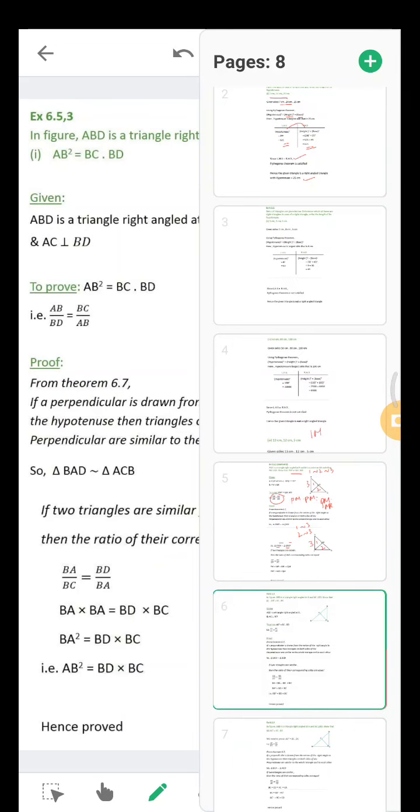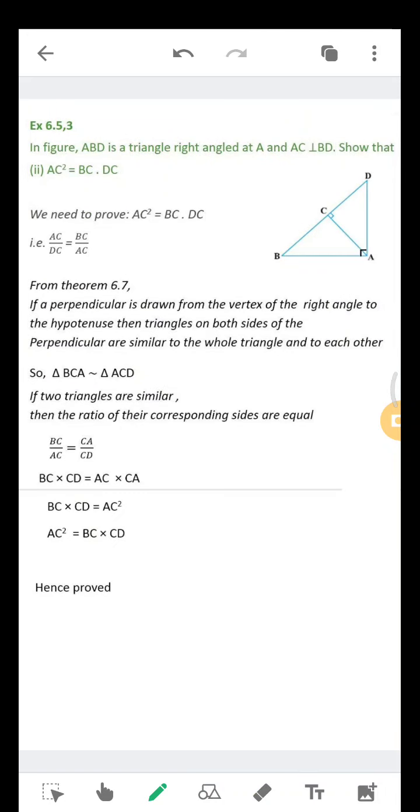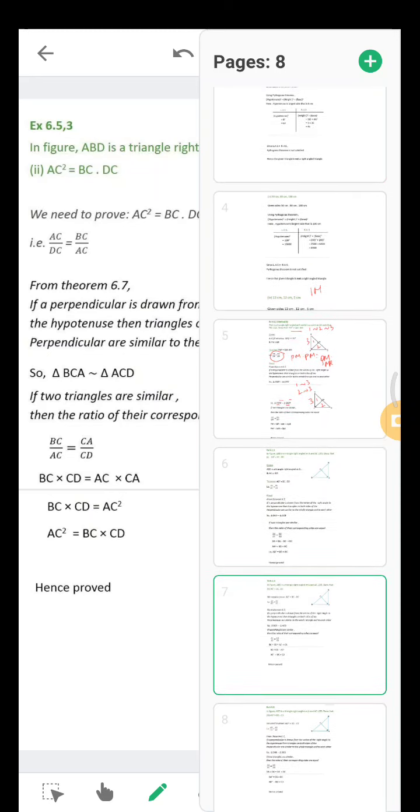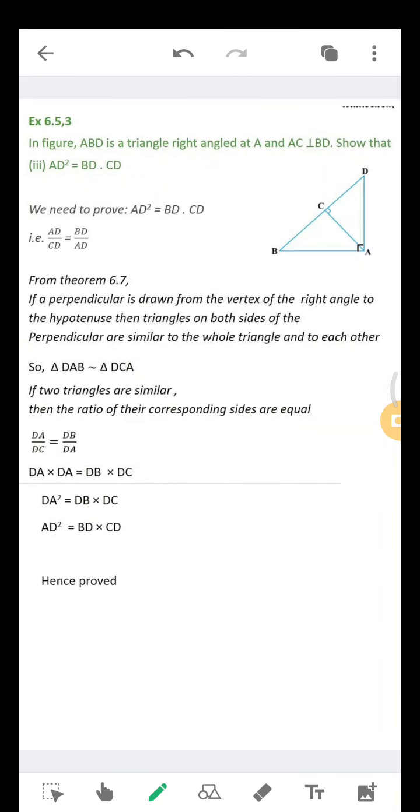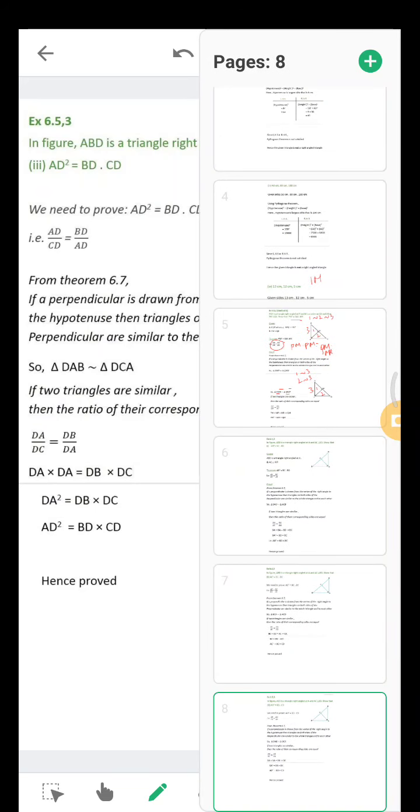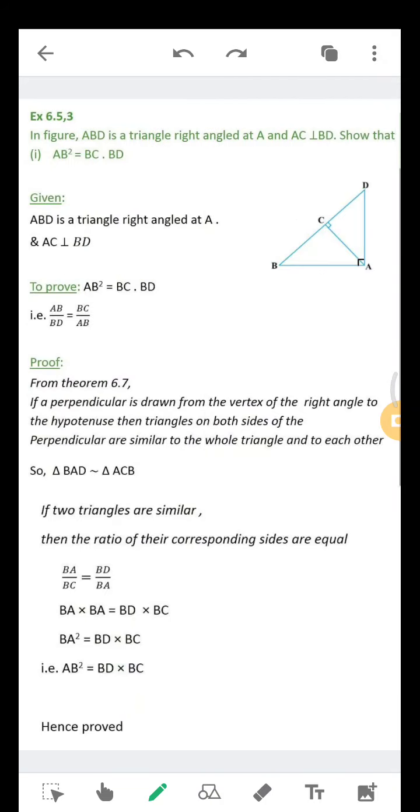Then one more thing is asked, that AC square is equal to BC into DC. Then one more, the last one, is AD square is equal to BD into CD. So these all three are important, and again we are using the same theorem 6.7 for this problem also. What we did in theorem 6.7 can be done again here.